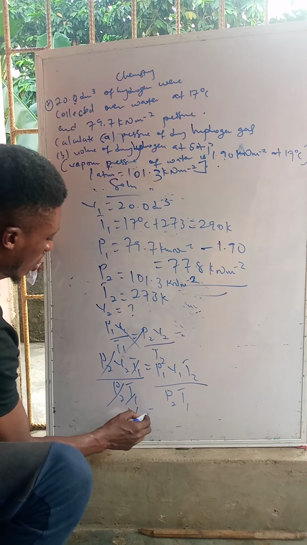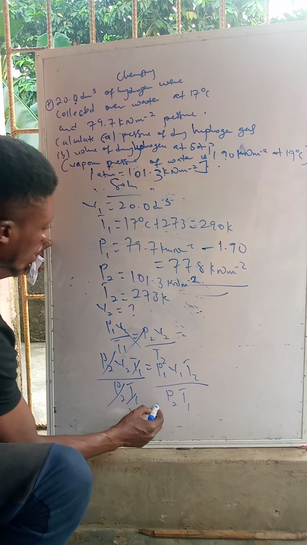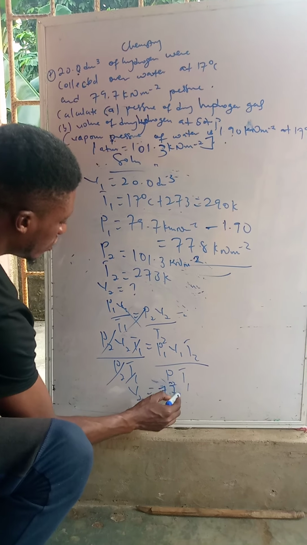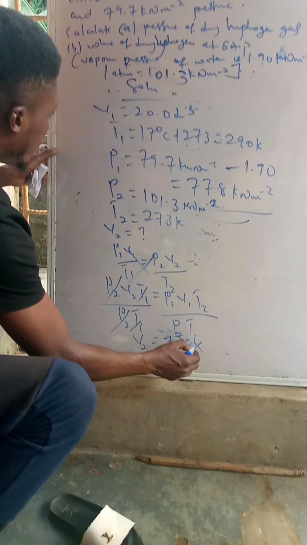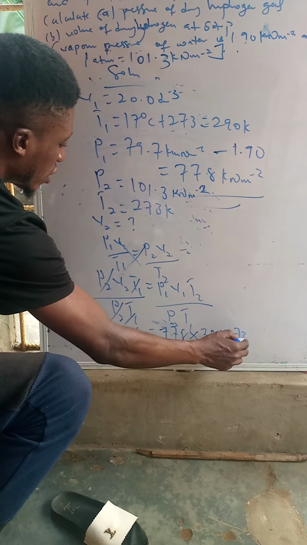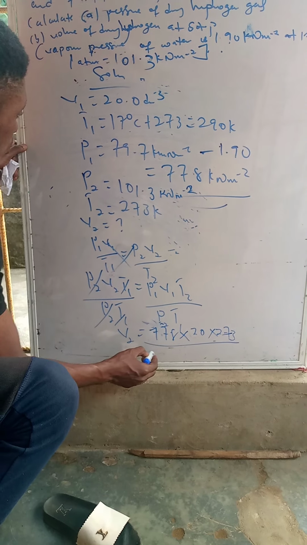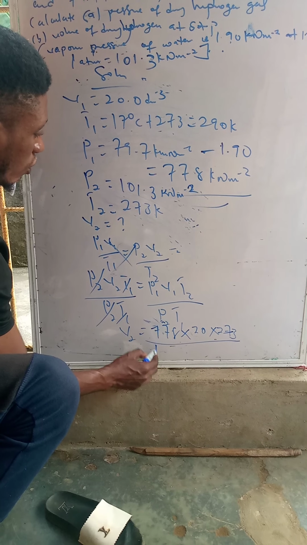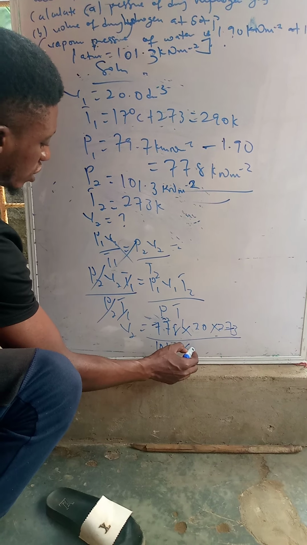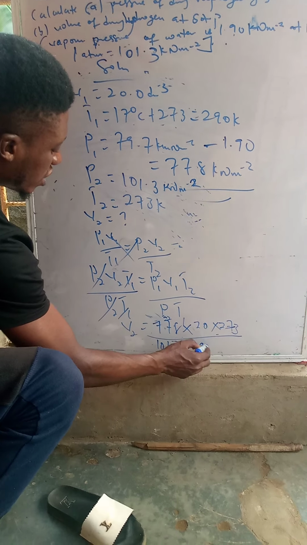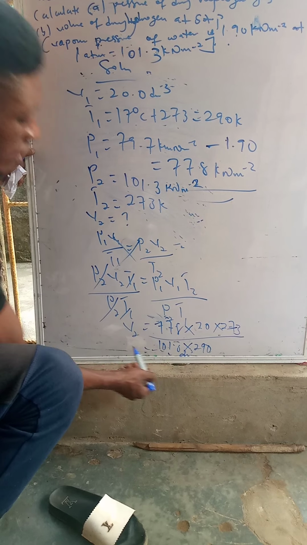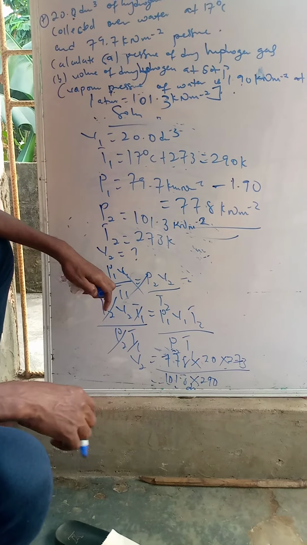So V2 will now be equal to, what's our P1? 77.8 times V1, which is 20, times T2, 273, over P2, which is 101.3, times T1, which is 290 Kelvin. Whatever you do from here, the answer should be in dm³. That is the V2 that is gotten right there.